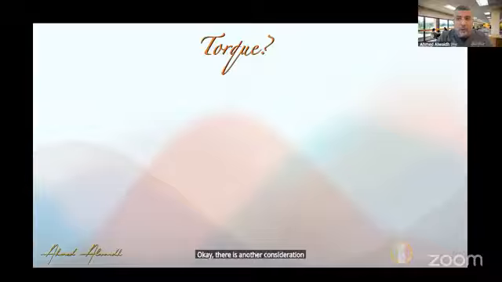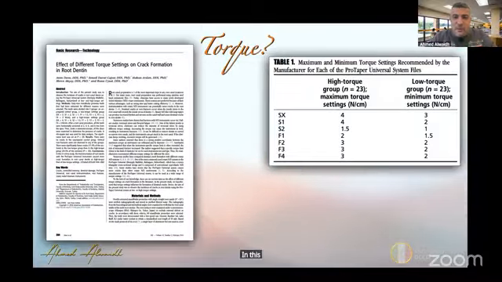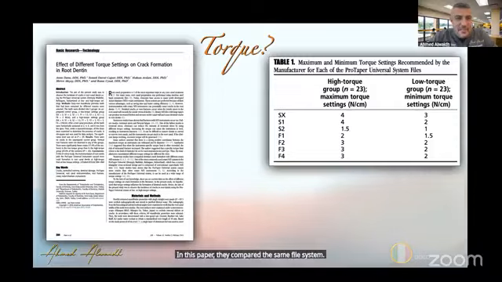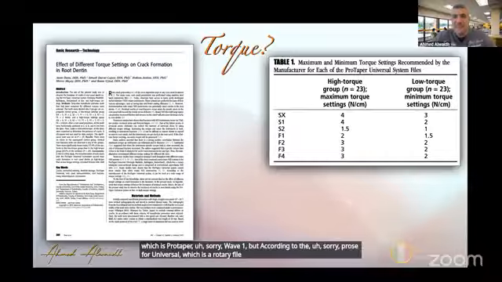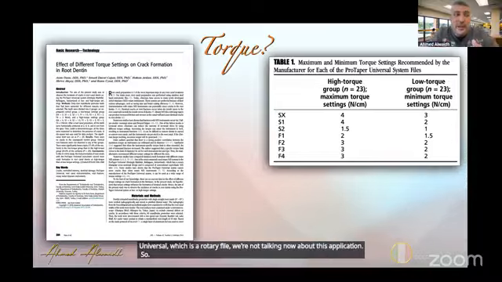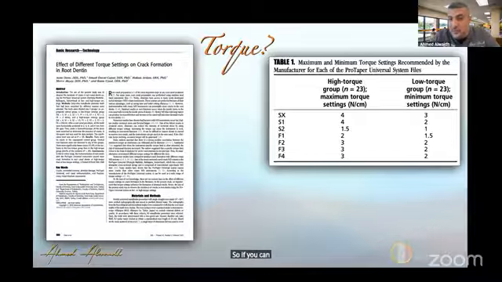For that reason, there is another consideration. How about the torque we are using with this file? This is very nice. In this paper, they compared the same file system, which is Wave 1, against the ProTaper Universal, which is a rotary file. We're not talking now about reciprocation. According to the recommendation of the manufacturer, you have a range of torque you can use for these files, so you have a minimum value and a higher value of torque. If you can see in this table, like SX high torque, you can use at 4, and low torque at 3, and vice versa.